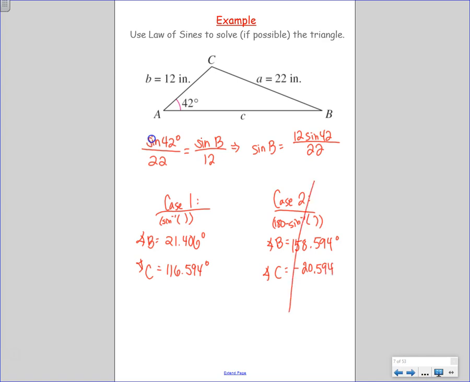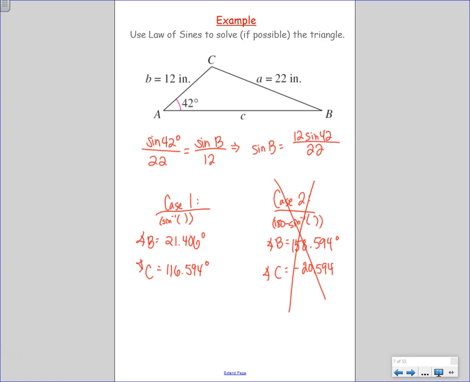Why should that negative tell me not this time? I can't have a negative angle in a triangle, or another way of thinking about it, if I add 158.594 plus 42, isn't that more than 180? Oh, it's more than 180, that's not a triangle anymore. That's why there's a negative. So pause, think about it. Does this one make sense? Does this one with a negative C? No. No. Which means, what type of situation is this?